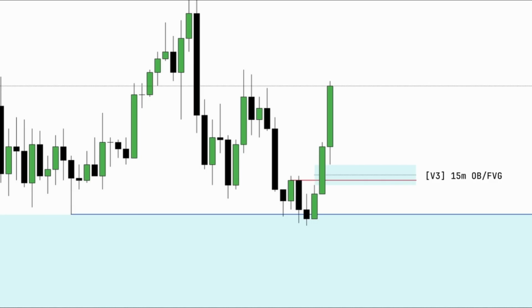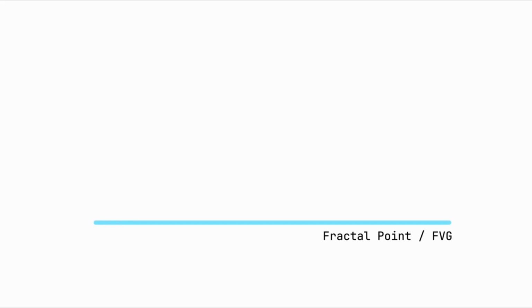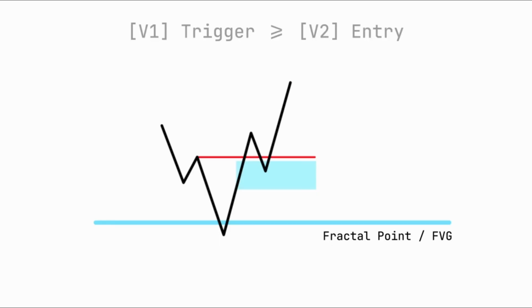I want to make a small digression and tell you about one interesting detail. When we have a trigger in the form of a fractal point, or FVG, and the price comes and tests this trigger, then confirms the volume on the same time frame in the form of an order block or FVG, we can enter a position. V1 trigger greater than or equal to V2 entry.